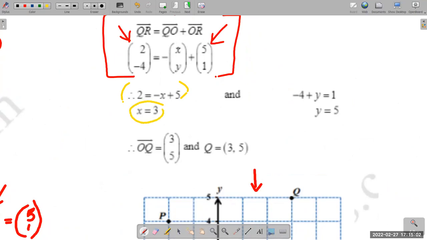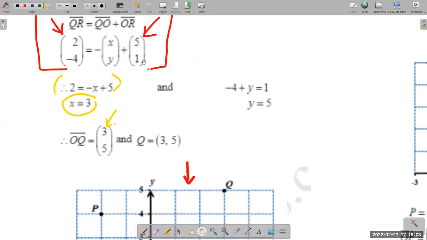So we know that x value must be 3. Same thing they did with the y value. Negative y plus 1 must give us negative 4, sorry. What value is that? That value must be 5. And so the point OQ is the same thing as finding coordinate Q, and that is what you use to plot.